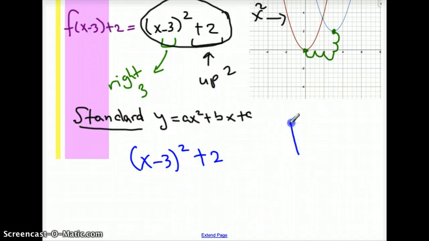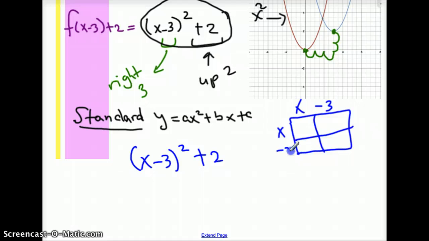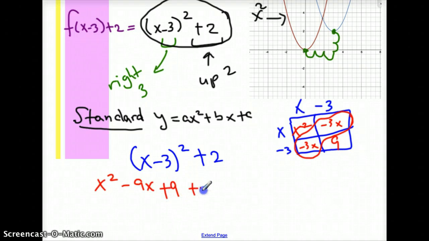I like to use the box method on the side because I have to square everything in parentheses. This becomes (x minus 3) times (x minus 3), and let's fill in this box. x times x is x squared. x times negative 3 is minus 3x. Negative 3 times negative 3 is a positive 9. These are my like terms. So (x minus 3) squared is actually x squared minus 6x plus 9. And don't forget the plus 2 at the end.